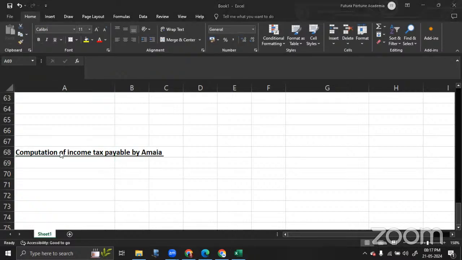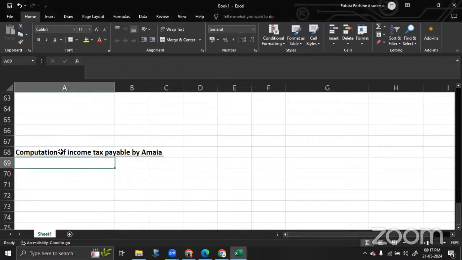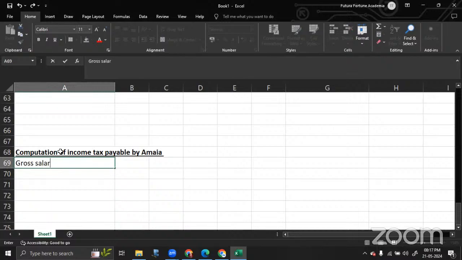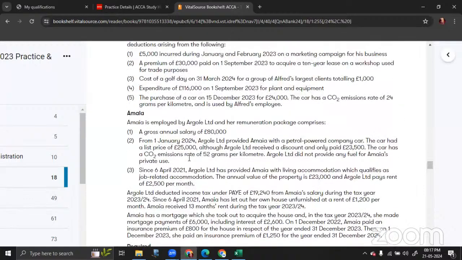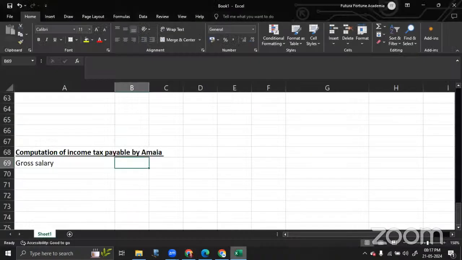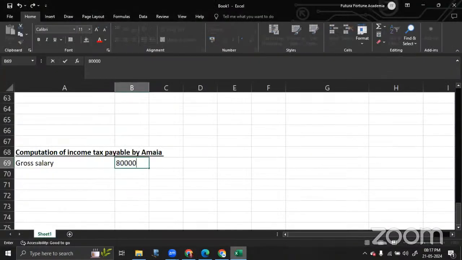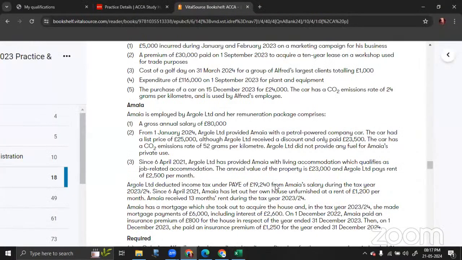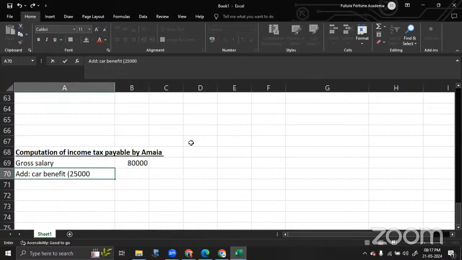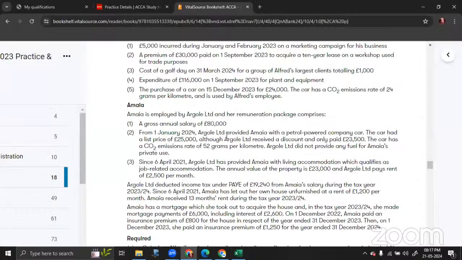Starting off with computation of employment income. So we'll take the gross salary. So gross salary of AMEA is 80,000. To this, you have to add car benefit. So coming to the car benefit aspect, it is very clearly said in the question that the list price is 25,000. So don't take the discounted price, there is no capital contribution here.